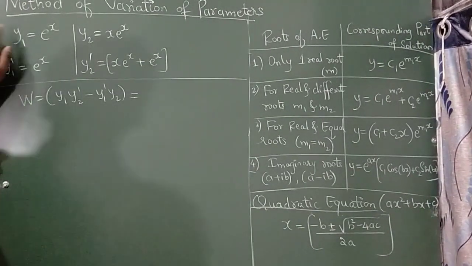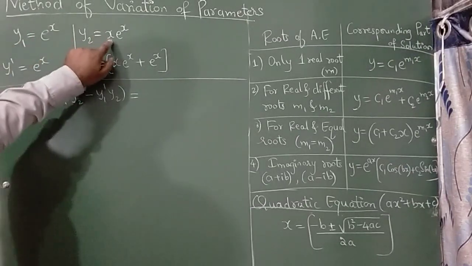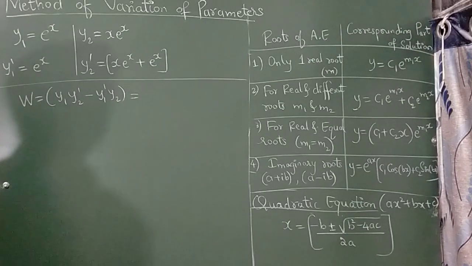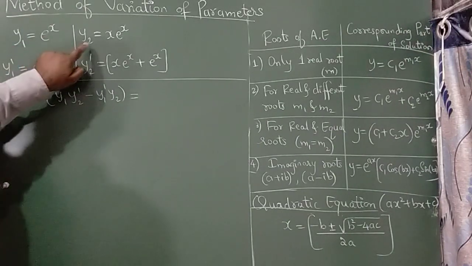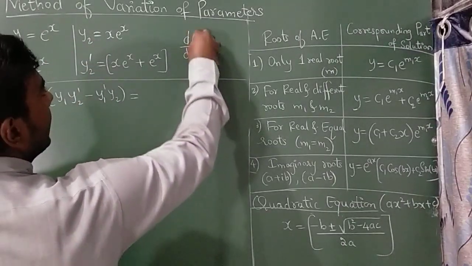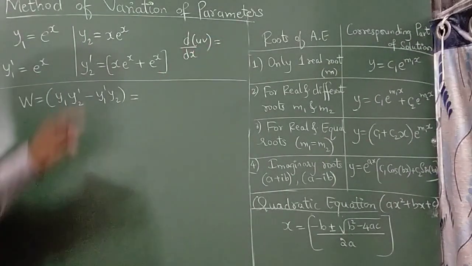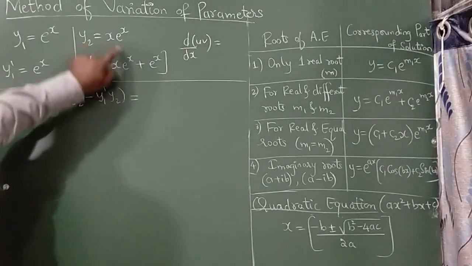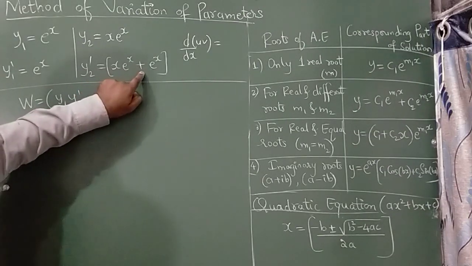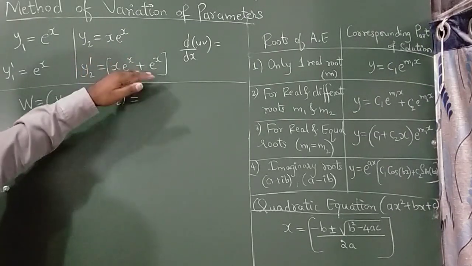From CF, I'll get y1 is equal to e raised to x and y2 is equal to x e raised to x. Now if I differentiate this, I'll get the same thing, e raised to x. But if I differentiate this, I have to differentiate by product rule. You might be knowing this product rule. So first keep x as it is, differentiate this, you will get e raised to x, plus keep this as it is, e raised to x, d by dx of x is 1. So you will get this much.